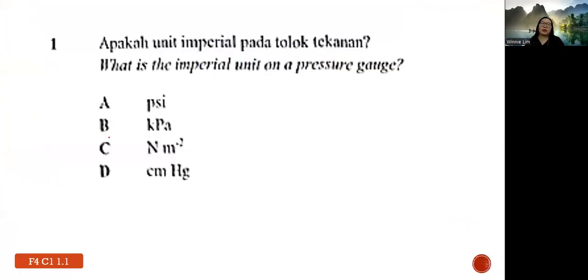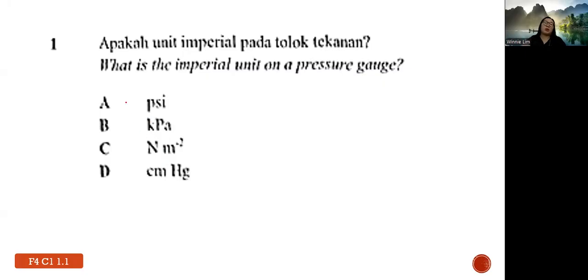So for your information, in the first topic itself in Form 4, you all learn about the difference between imperial unit and also metric unit. Most of the units that we commonly use nowadays are actually metric units, like in length meter, volume meter cube, time second, temperature Kelvin, all this, right? And then pressure is generally Pascal. So for information, Pascal, Newton per meter square, they are actually the same thing.